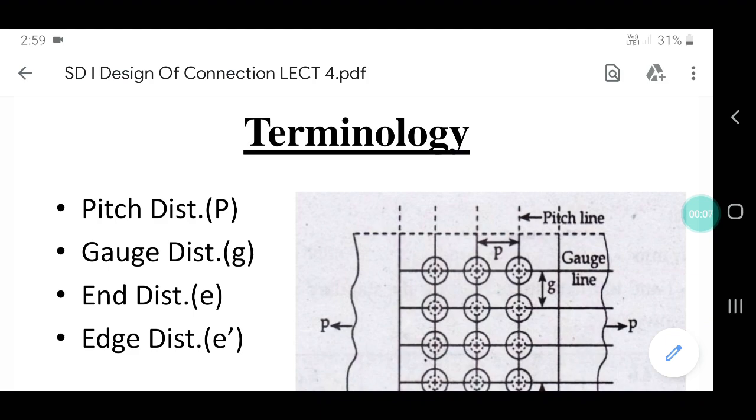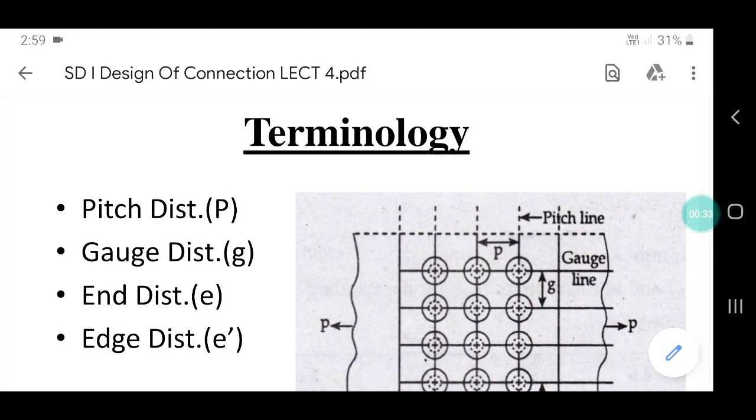I'm Professor KAKADE. We are learning Structural Design 1, the second chapter, Design of Connection. This is the fourth lecture of Design of Connection. In the last lecture, we studied the joints of the bolted connections. There are two kinds of joints, that is lap joint and butt joint.